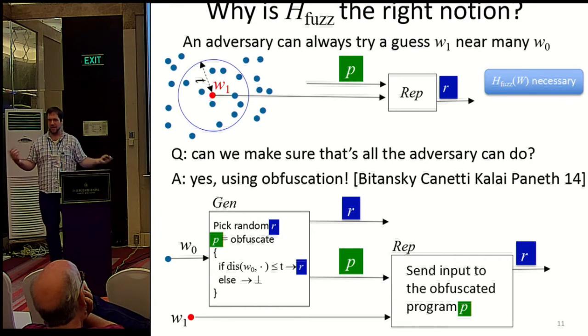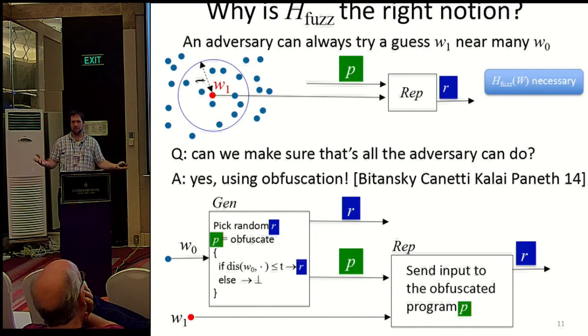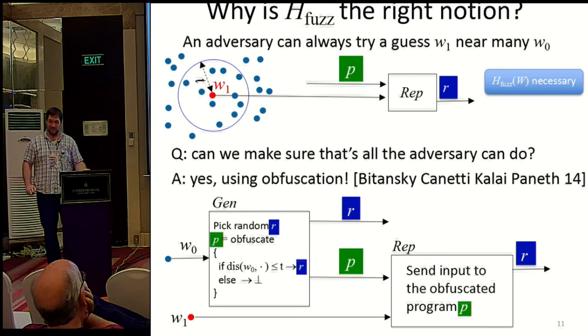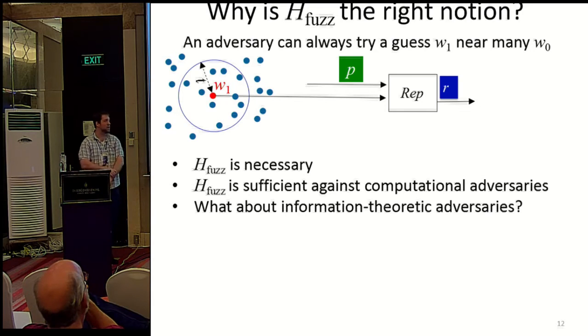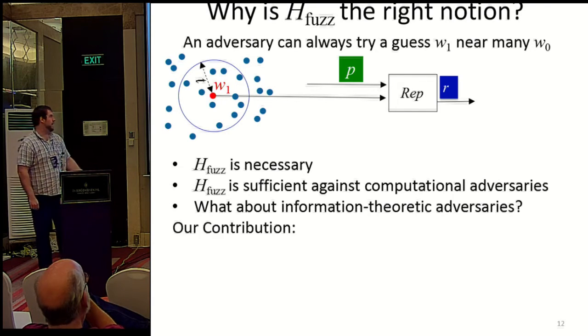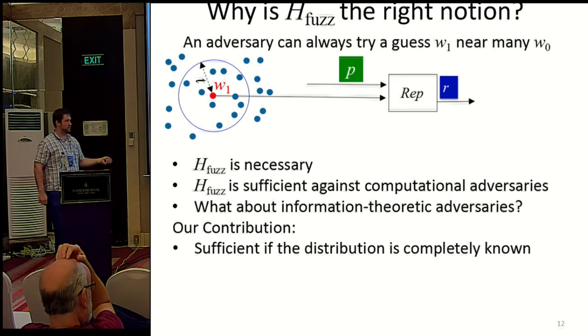And since for most natural distance metrics, you can compute this distance in NC1, the work of Bitansky et al. gives you a VGB obfuscator and thus a fuzzy extractor. And this construction is exactly secure when the distribution has fuzzy min entropy. So that's kind of evidence that we're on the right path. So the question we ask in this talk is, what about information theoretic adversaries? And so what we show is two things.